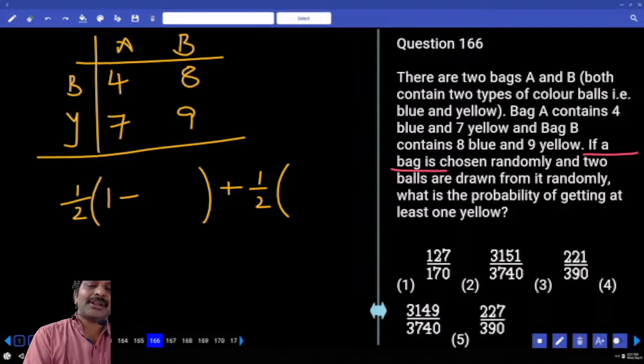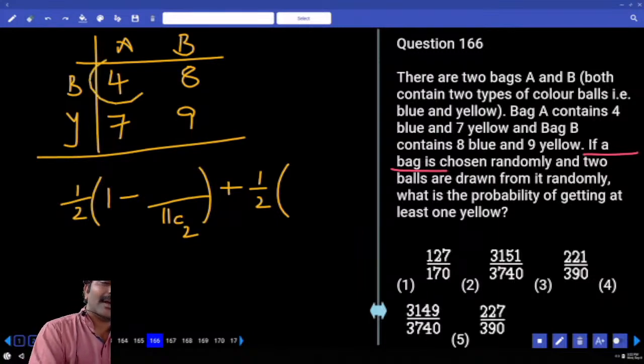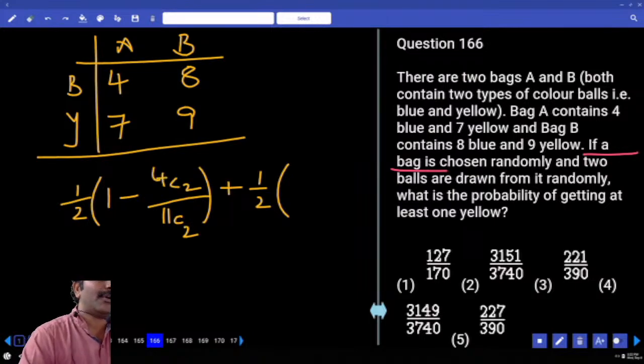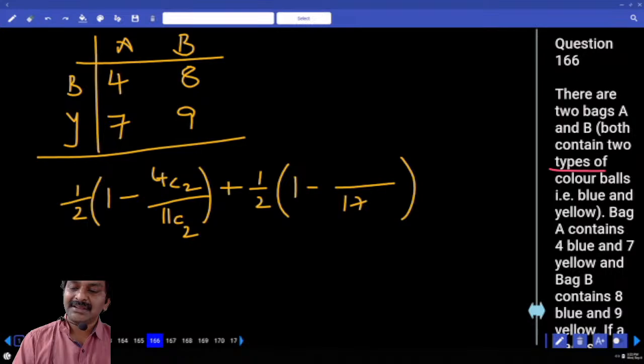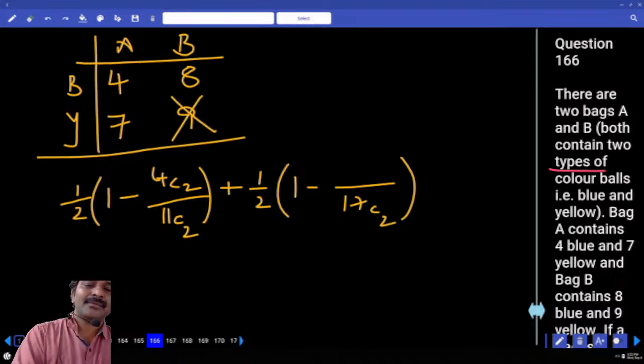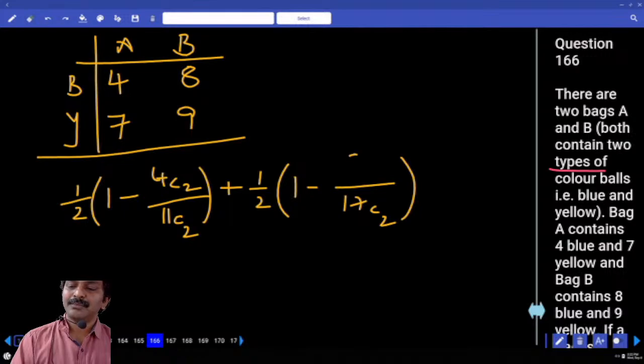In bag A, how many balls are there in total? How many do you need to pick? 11 C2. And it cannot be yellow. Out of 4, if you get any 2, that won't be yellow. 1 minus the probability of no yellow is at least 1. And even the second case, second bag. In the second bag, how many balls are there in total? 1 minus 17 C2. It cannot be yellow, so I'll pick 2 balls from blue. 8 C2. You have to expand it.